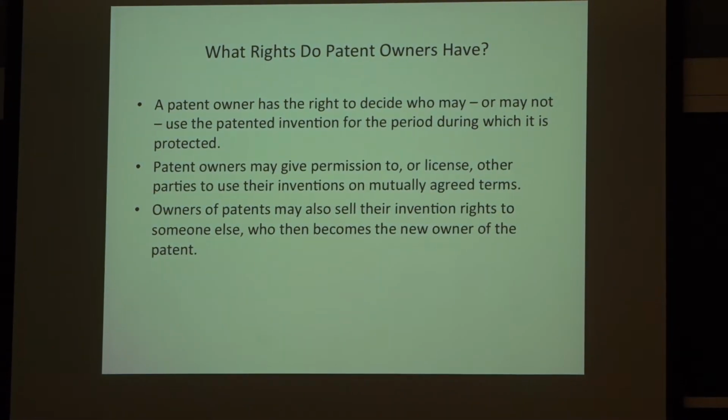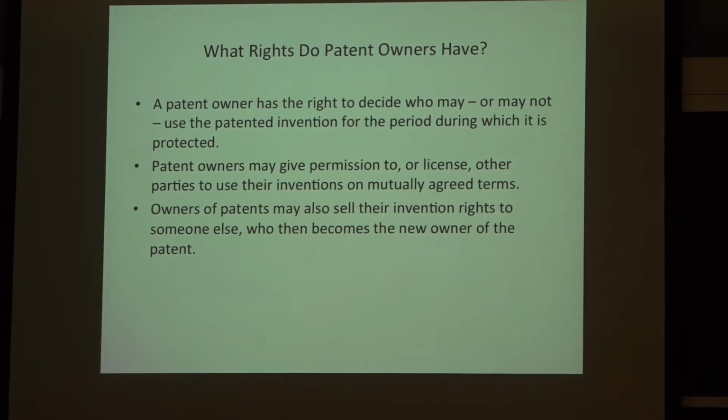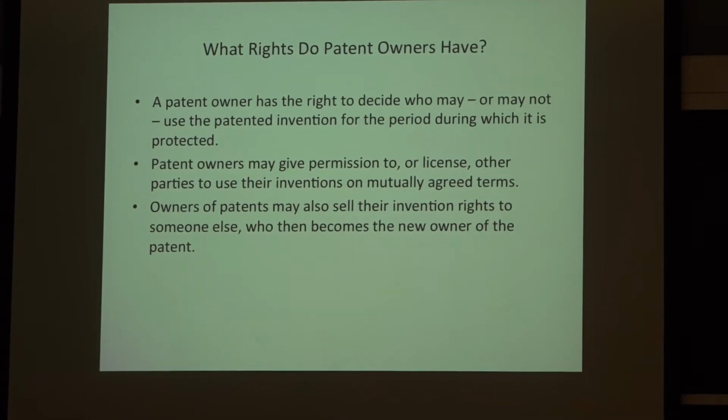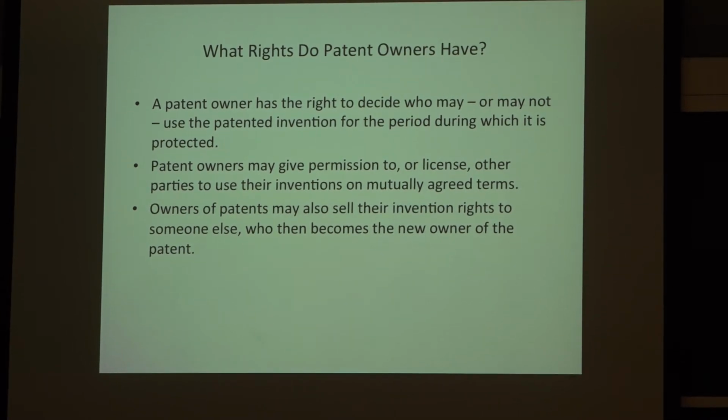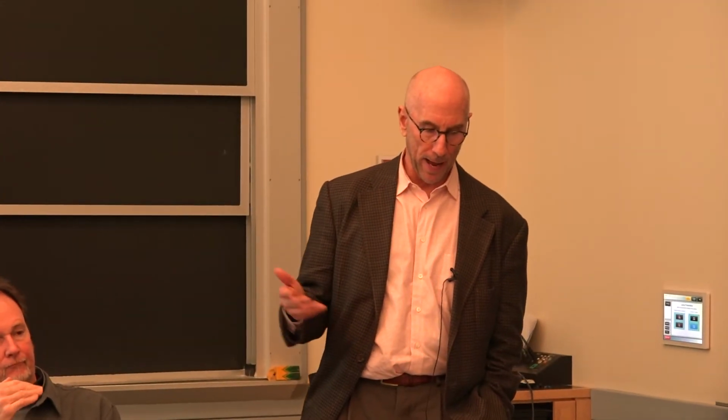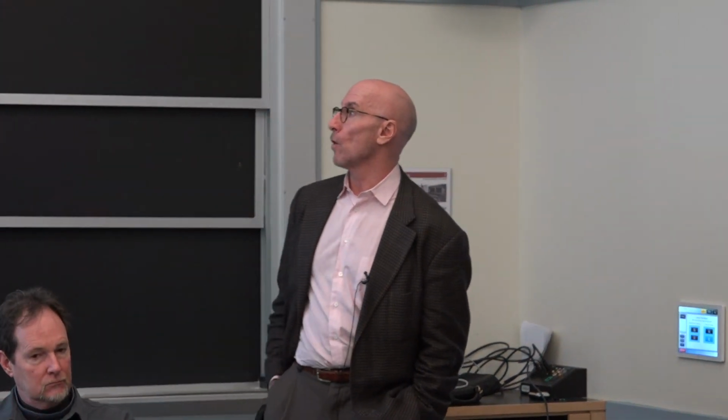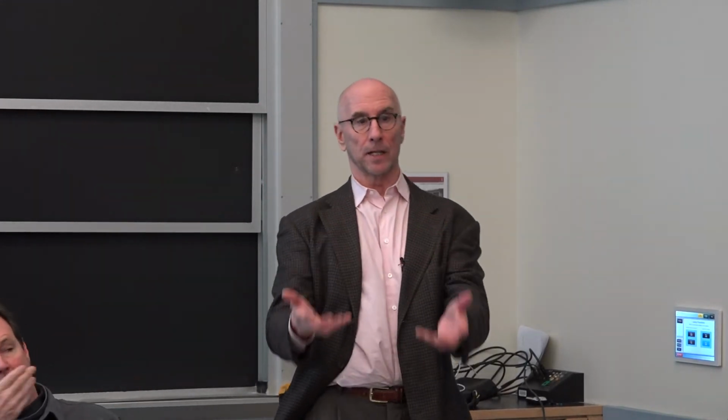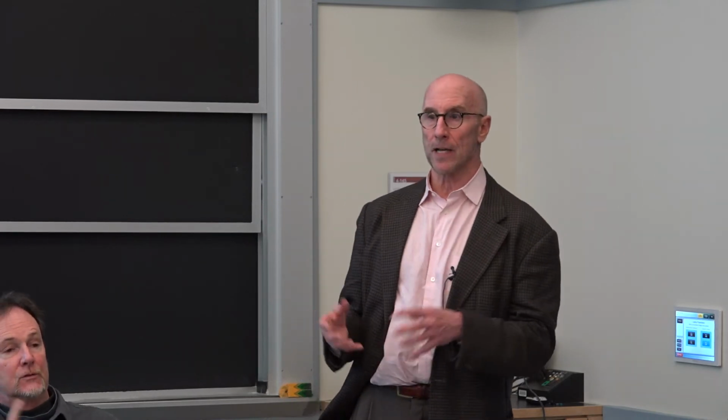So with that sort of historical backdrop, what rights do patent owners have? Okay, a patent owner has the right to decide who may or who may not use the patented invention for a period of time that the patent exists. And patent owners give permission or licenses to other parties to use their inventions on mutually agreed terms. And owners of patents may also sell their invention rights to someone else who then becomes the new owner. So you can either license it, or you can take your better mousetrap and sell it to somebody else. That's oftentimes what happens with small inventors.